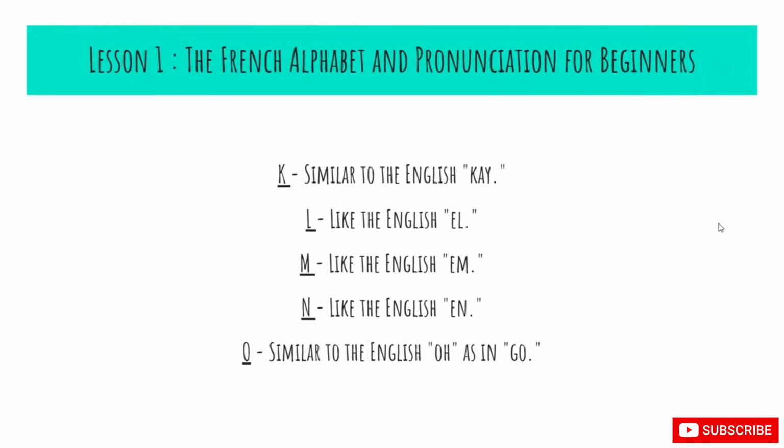K to O. K is similar to the English K, but we will pronounce K. It's like we don't pronounce the Y at the end, so it's like just K A K. L, like the English L. M, it's like M in English. N, exact same thing. And O, exact same thing.